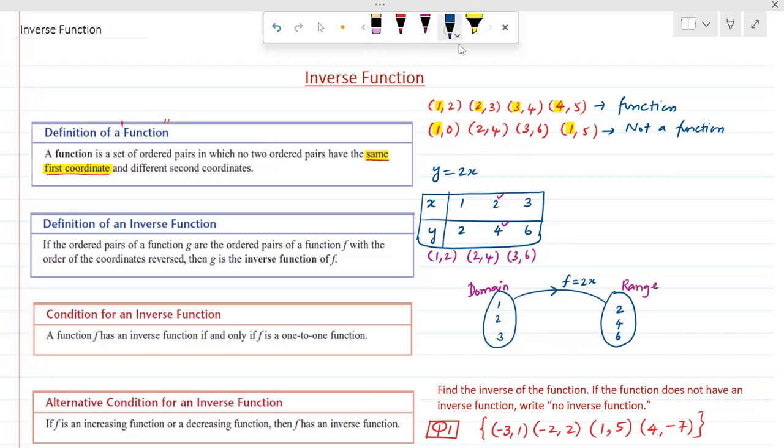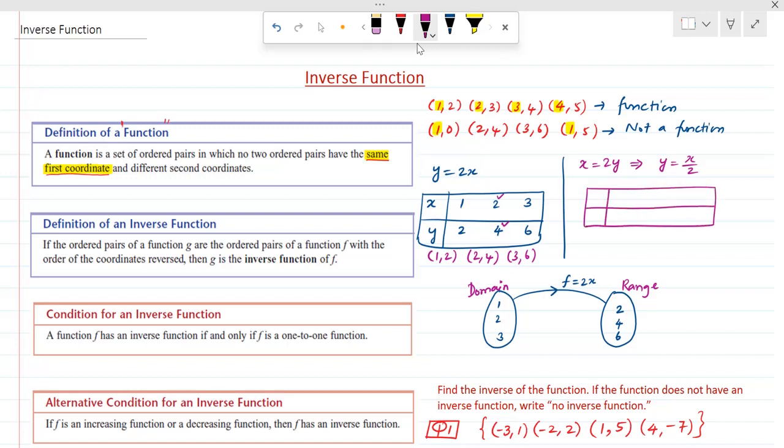Now I want to calculate the inverse function. How will you calculate the inverse function? The rule is we replace x with y and y with x. So what happened? x is equal to 2y. Now solve for y. You will get y equals x over 2. Now I just substitute the x values 2, 4, 6.